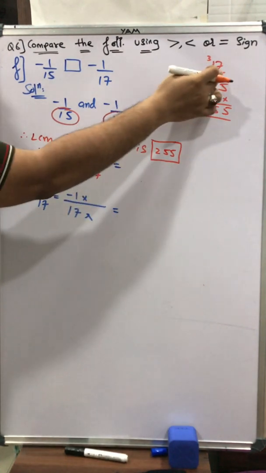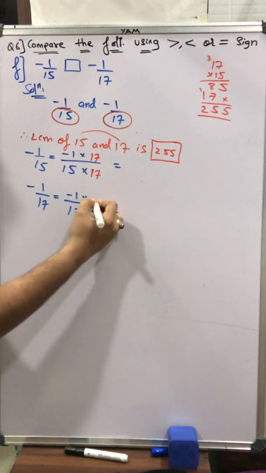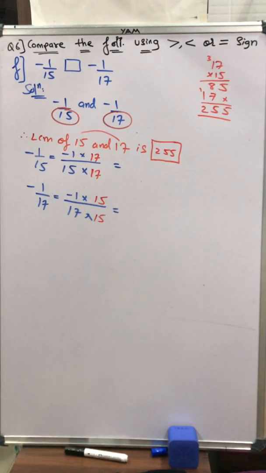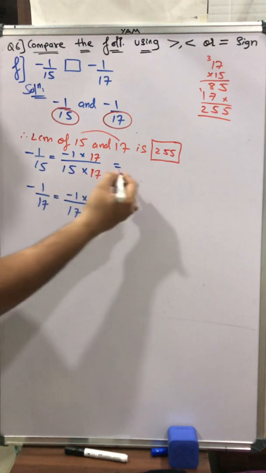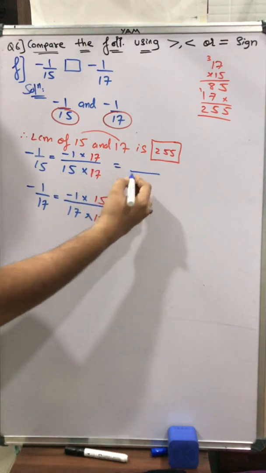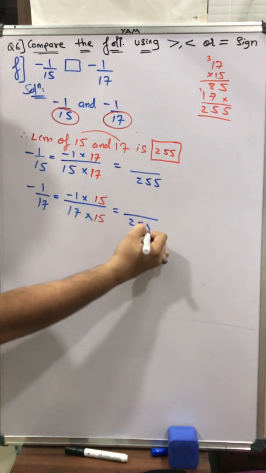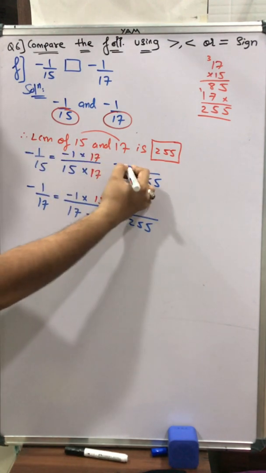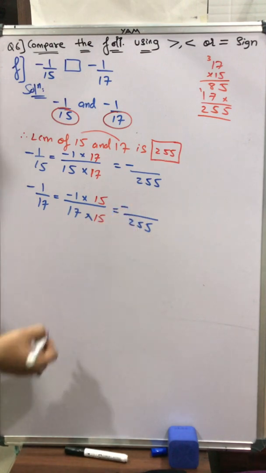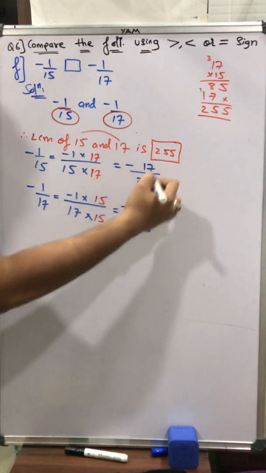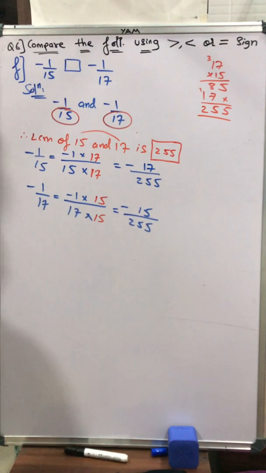17 should be multiplied with 15. So now 15 in the denominator, 15 in the numerator. It's so simple, students. Now, as we know, 15 into 17 is 255, and 17 into 15 is 255. Minus is there in the numerator, here also minus is there in the numerator. 17 ones are 17 and 15 ones are 15.